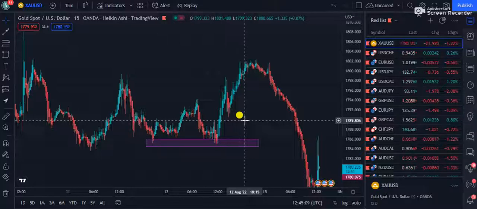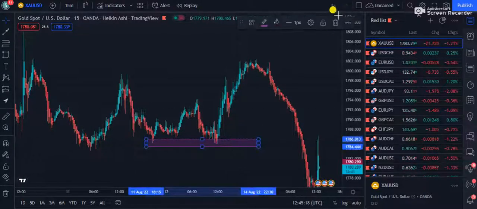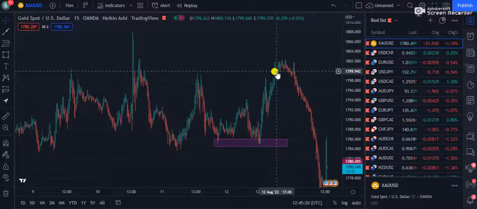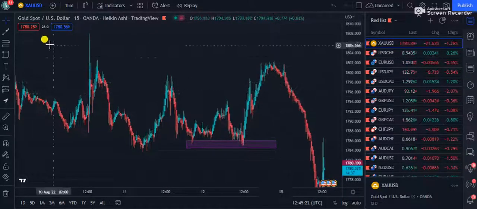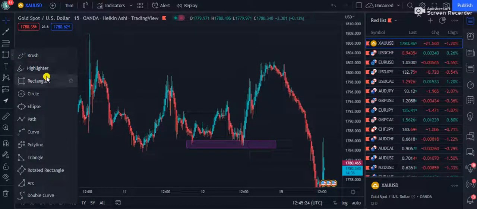Order blocks are the areas where you need to take your buy and sell positions. I will tell you about the strategy later on, how I personally deal with it, but right now I'm going to show you how things are working. Now let's talk about the resistance order blocks.